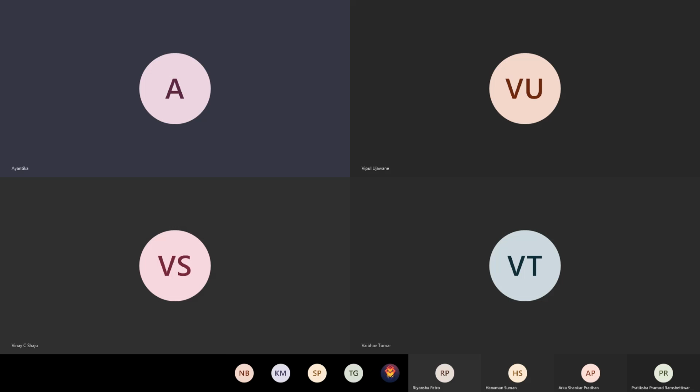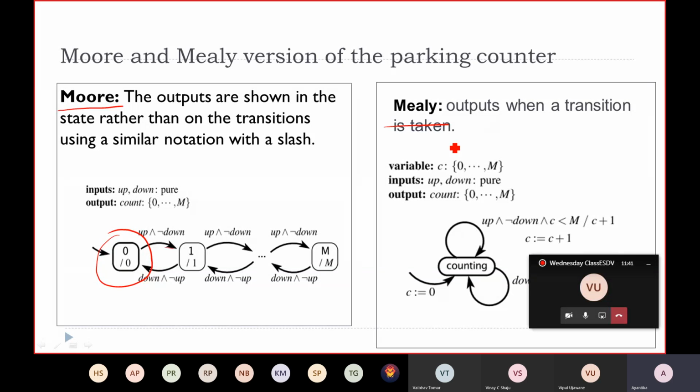How many parking places are left, and that will display in this part.